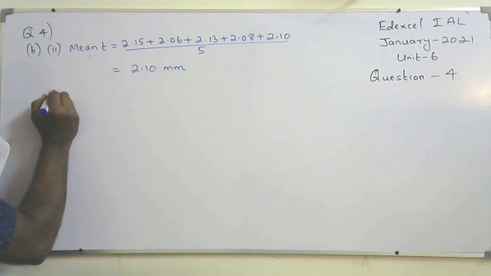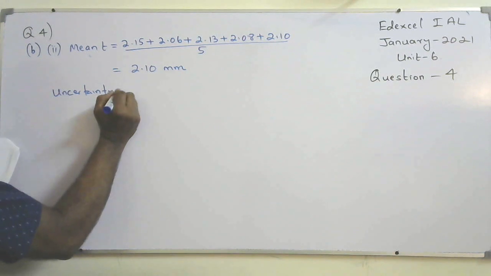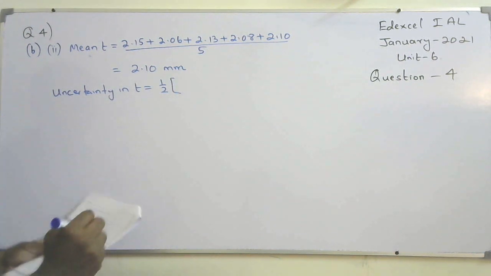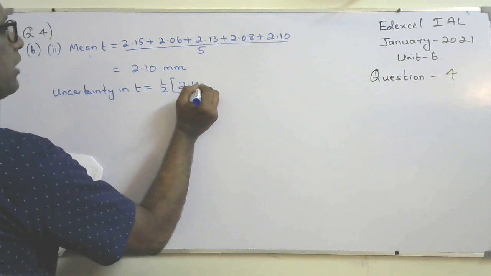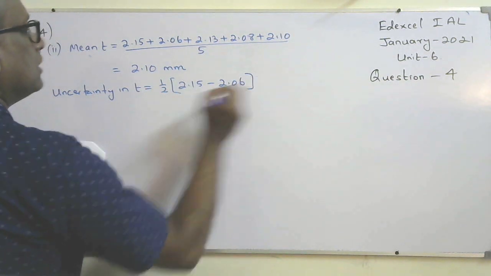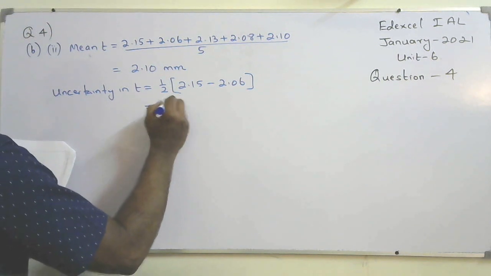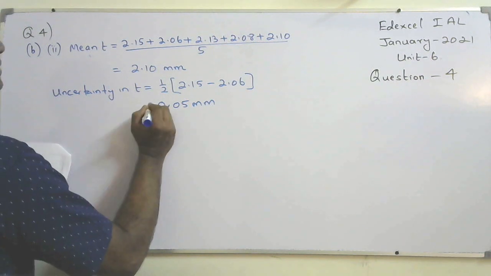So uncertainty in thickness is half into maximum value minus minimum value, since it's a repeated measurement: 2.15 minus 2.06, halved. So that will be 0.05 millimeter plus or minus.